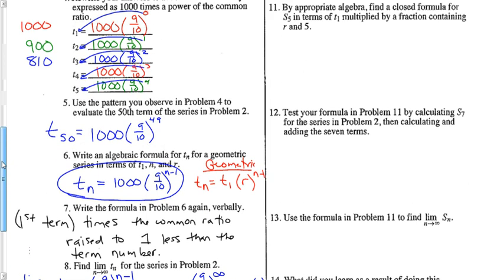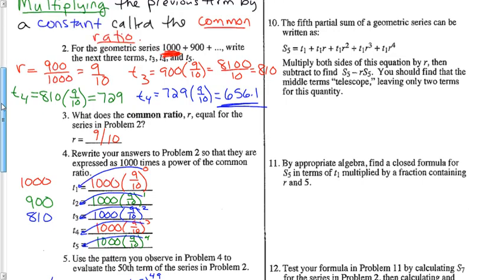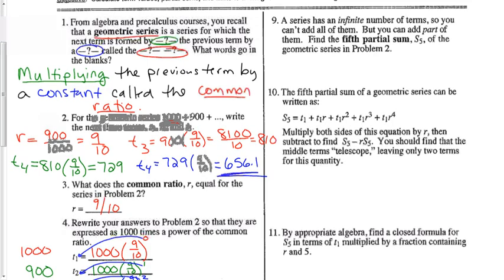Number 9. A series has an infinite number of terms, so you can't add all of them. Does that make sense? A series goes on forever unless you've been given a specific beginning and a specific ending. But you can add part of them. Find the fifth partial sum, which we will call S sub 5, of the geometric series in problem 2.